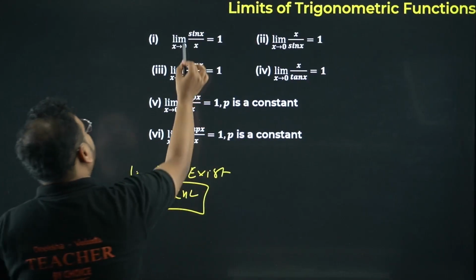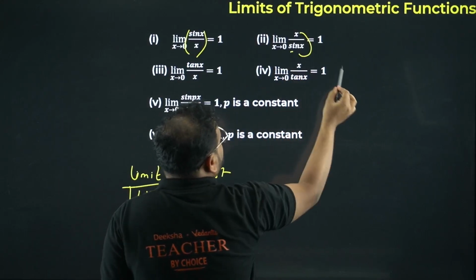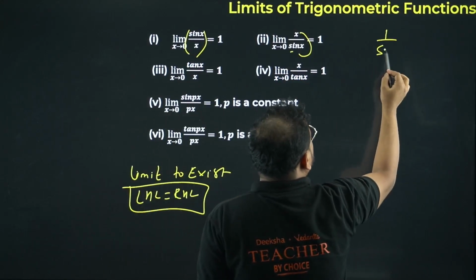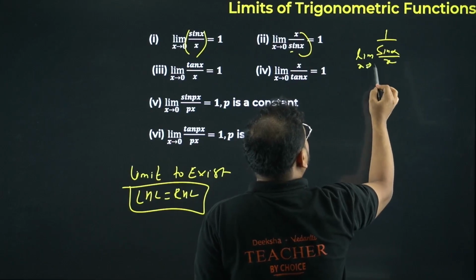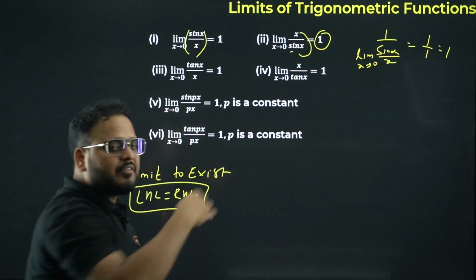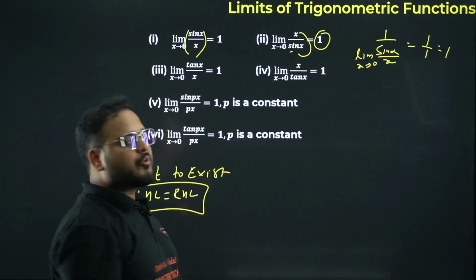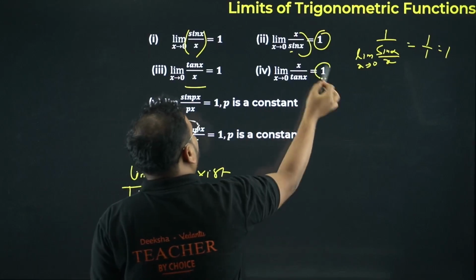Sin x by x is going to be 1. Even if you take x by sin x, you can write it as 1 upon sin x by x. I told you I can take the limit over here as well. What do I get? 1 upon 1. The answer will be 1 only. So whether it is in the reciprocal form, you get the answer 1 also. Tan x by x is 1, so this also becomes 1 only, right?